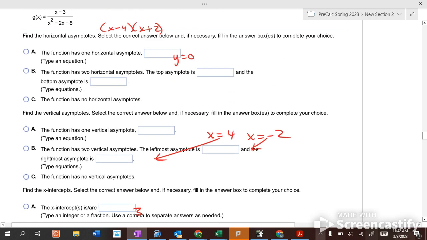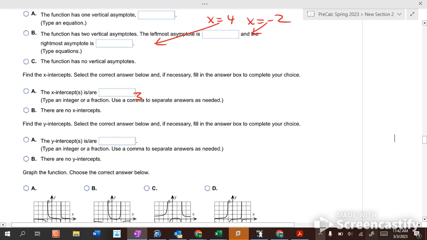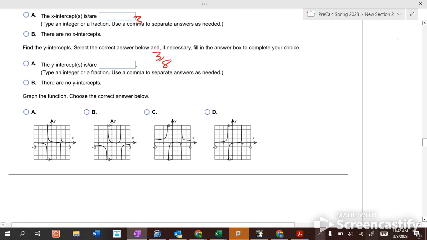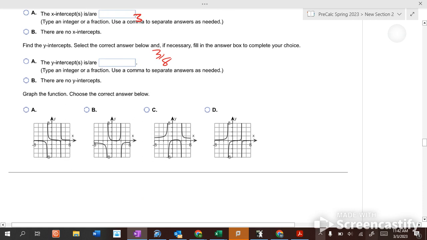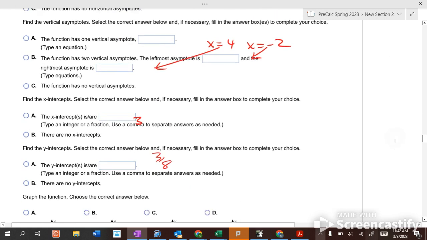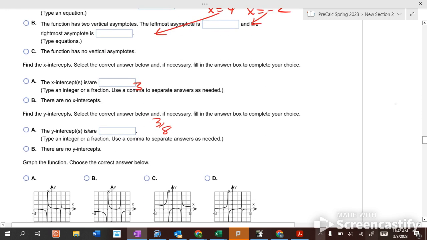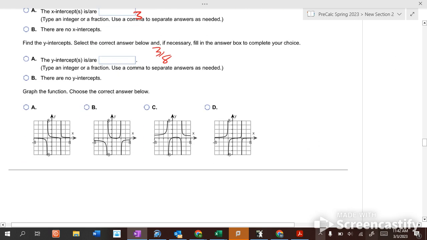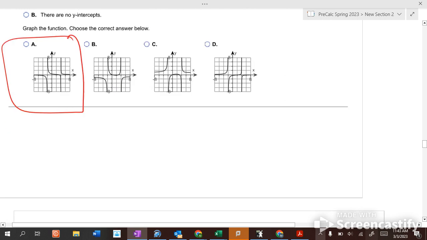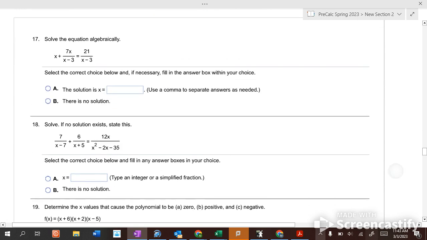So the y-intercept is if you stick 0 in, you get negative 3 over negative 8, which is 3/8. So we have a horizontal asymptote of 0. You have a y-intercept at 3/8. You have vertical asymptotes of 4 and negative 2. So it looks something like this, I would guess. You can just graph it on your graphing calculator to see.